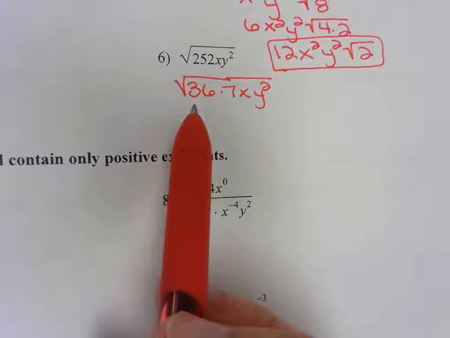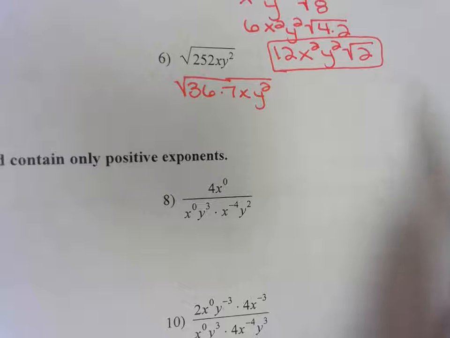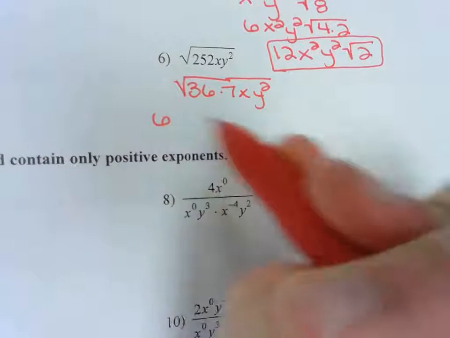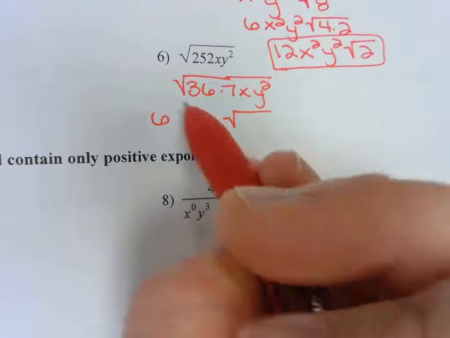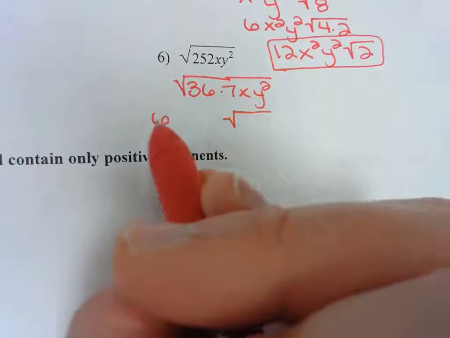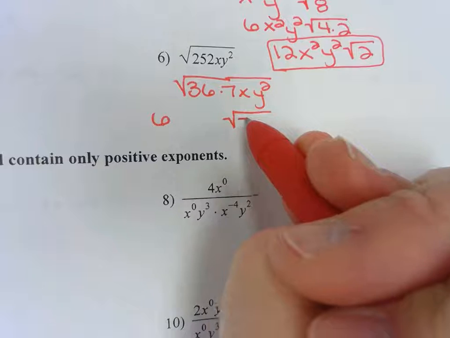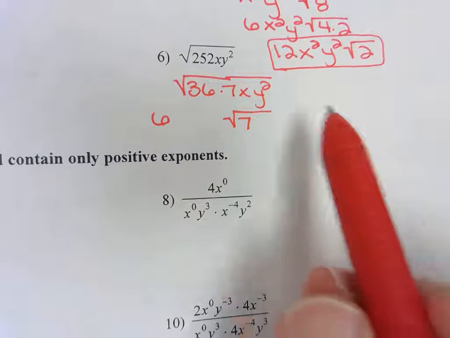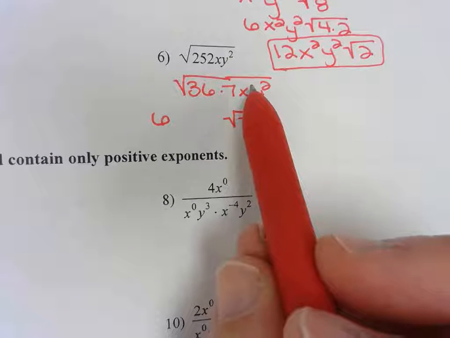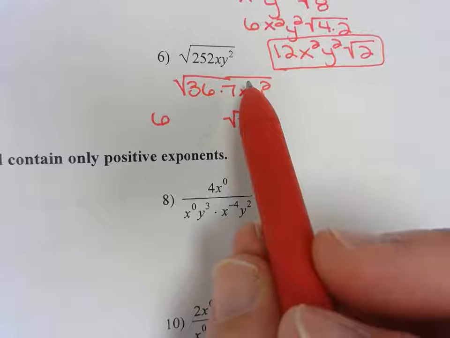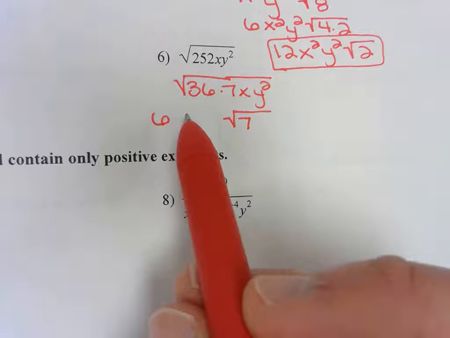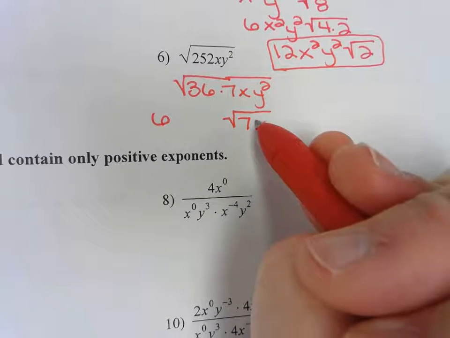Square root of 36 is what? 6, so that goes out front. Leave a space. I was going from left to right, so I did the square root of 36 with 6. Cannot take the square root of 7. And now I have to deal with exponents. This is x to the first. How many whole times does 2 go into 1? It doesn't go into 1 any whole time, so there's no exponent out here. So it just stays x to the first in there.